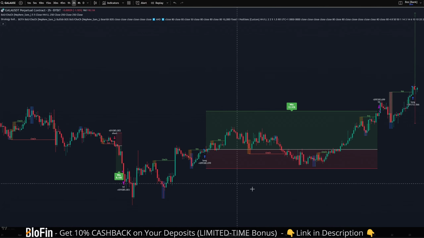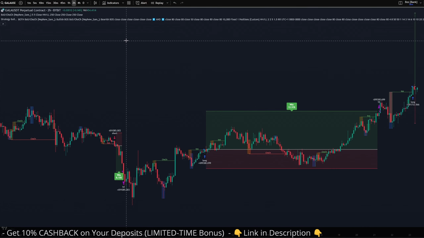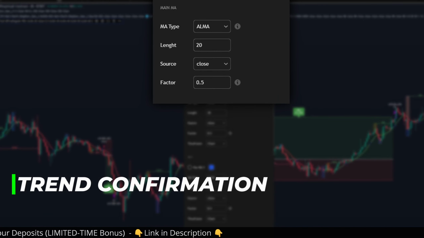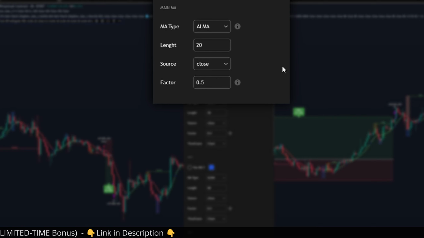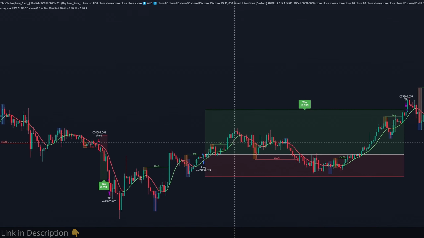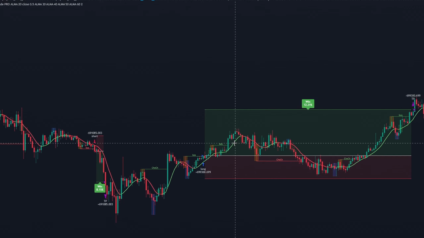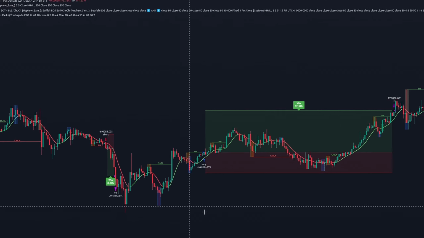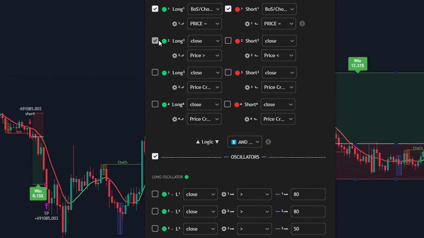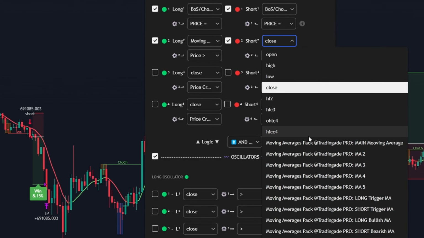Next, to complete our entry signals configuration, we're gonna add a trend confirmation based on the ALMA moving average with a length of 20 and source close. This is needed to confirm that we are opening a position in the same direction as the short-term trend, since we are using a moving average based on 20 length. We can simply add the rule here by turning on one signal for long and one for short, main moving average and main moving average.